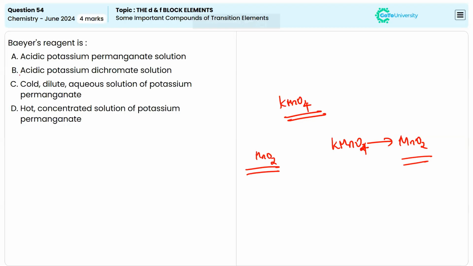So from these options we can find the correct answer, that is potassium permanganate. As I told you, it is a cold dilute aqueous solution. The first one is acidic potassium permanganate solution, which is not the correct answer because Bayer's reagent is not acidic, it is an aqueous solution only. The second one is acidic potassium dichromate. Dichromate is not Bayer's reagent, so that is again incorrect. The third option is a cold dilute aqueous solution of potassium permanganate, which is the correct answer. The last one is incorrect because it is given as hot. It should be a cold aqueous solution of potassium permanganate only. So C is the correct answer.